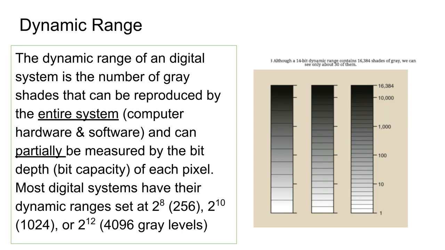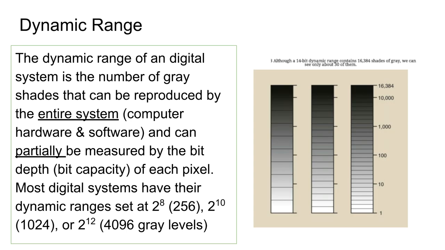But we need to look beyond the pixel and talk about how well the components of the entire system, the computer, the hardware, the software, the equipment, all of that stuff, and the pixel based on bit depth, can display grayscales overall. So there is a similarity to each other, and it can be a little bit confusing. The larger aspect of this is known as dynamic range. The higher the dynamic range, the better.